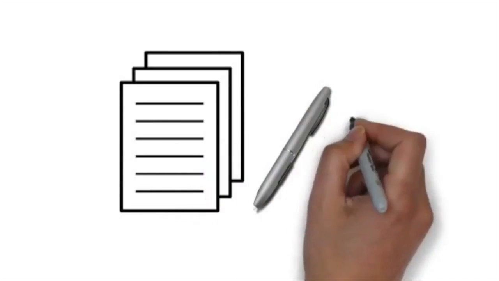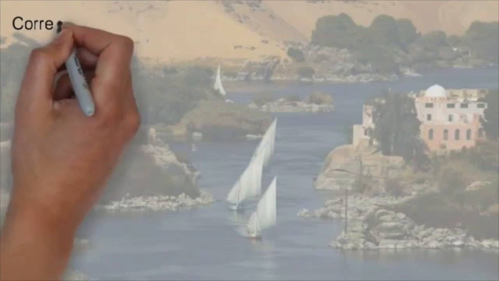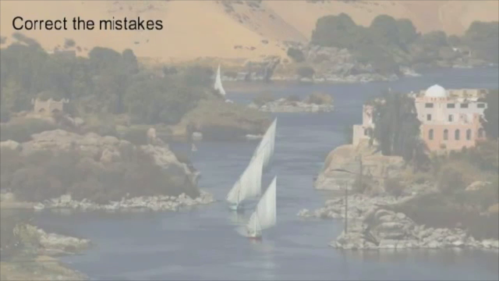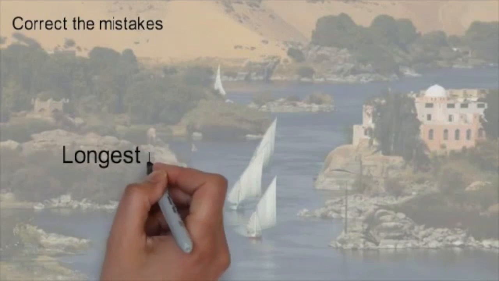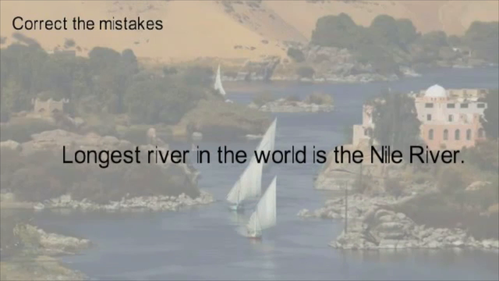Are you ready to try a few examples together? You will need your note-taking sheet and your pen or pencil. Let's look at the following sentences and correct the mistakes. Longest river in the world is the Nile River. What's wrong with this sentence?